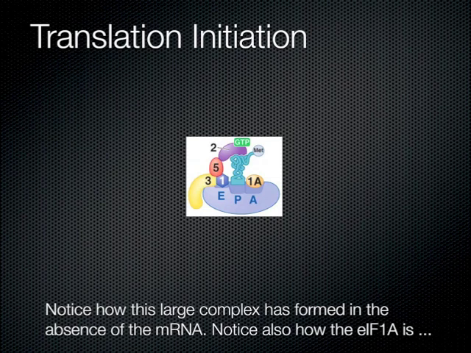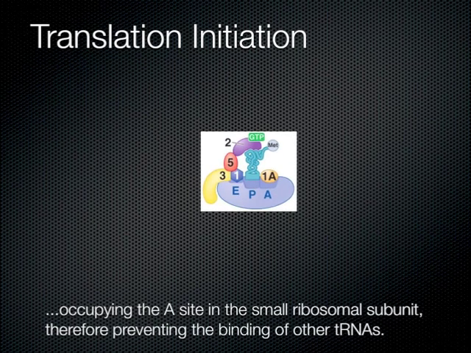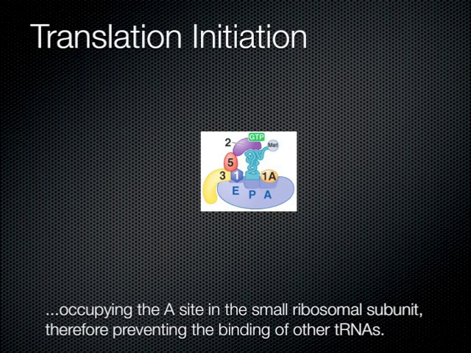Notice how this large complex has formed in the absence of the messenger RNA. Notice also how the eukaryotic initiation factor 1A is occupying the A site in the small ribosomal subunit, therefore preventing the binding of other tRNAs. Notice also that the methionine tRNA is the only one that has the ability to bind to the P site directly.